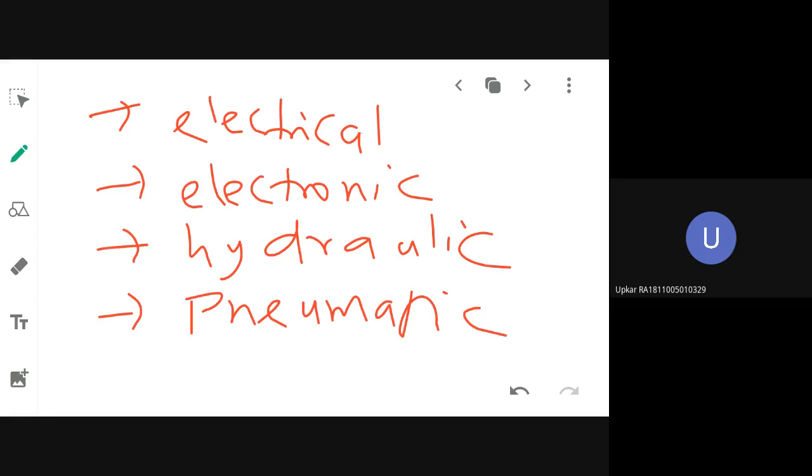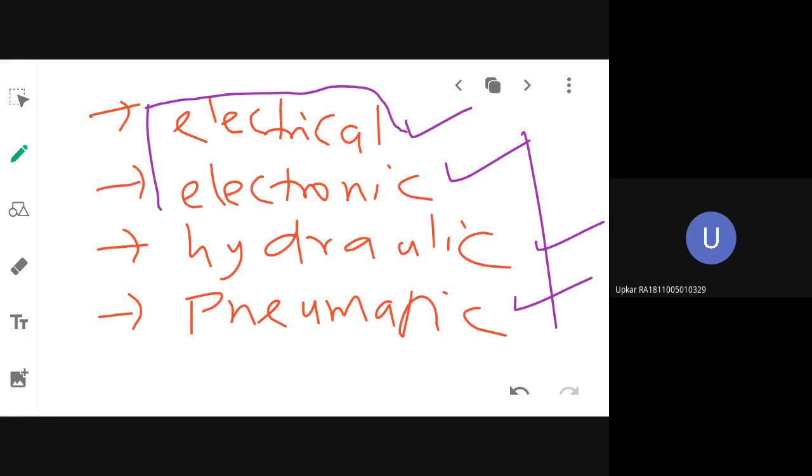Now next thing is, in what all ways you can implement this compensator. You can have an electrical compensator, or an electronic compensator, or a hydraulic compensator, or a pneumatic compensator or a mechanical compensator. So many different possibilities are there. But your syllabus includes only electronic and electrical type of compensators that you usually use for control and all.